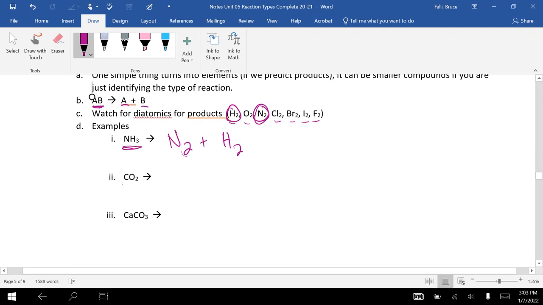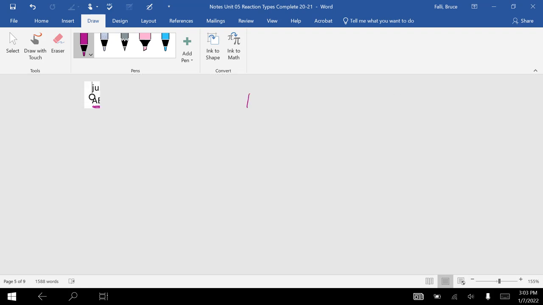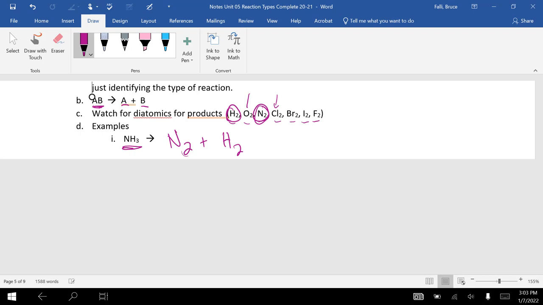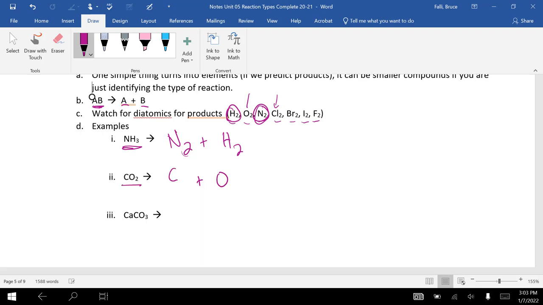CO2, one compound split into parts, C plus O. This is chlorine, not carbon. So carbon is not a diatomic element. Oxygen is a diatomic element. My screen just went silly. So that's going to be a two.